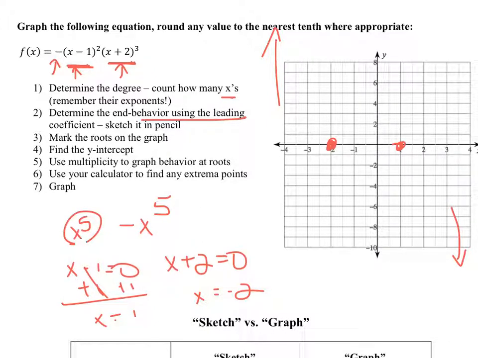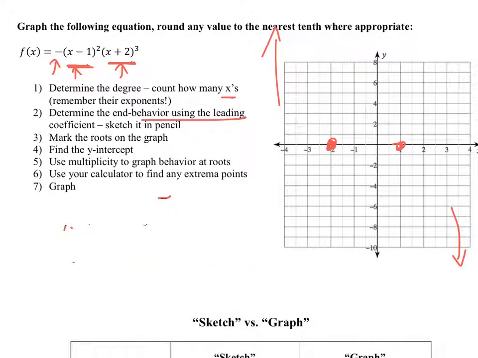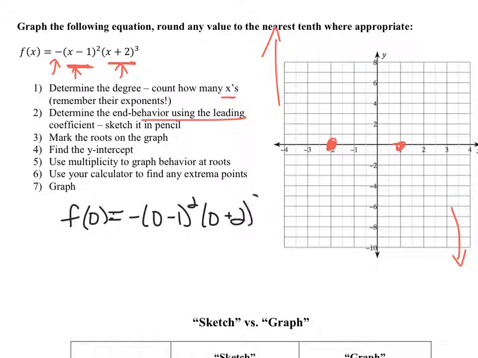So to find the y-intercept, remember y-intercepts are where x equals 0. So we simply have to plug 0 into this equation right here. So I have to plug 0 in for x, which is not too hard. So it'd be negative 0 minus 1 squared and 0 plus 2 cubed. And you just have to do the math here. So this is negative 1 times 8. So it would be negative 8, and we plot that on the graph. Negative 8.